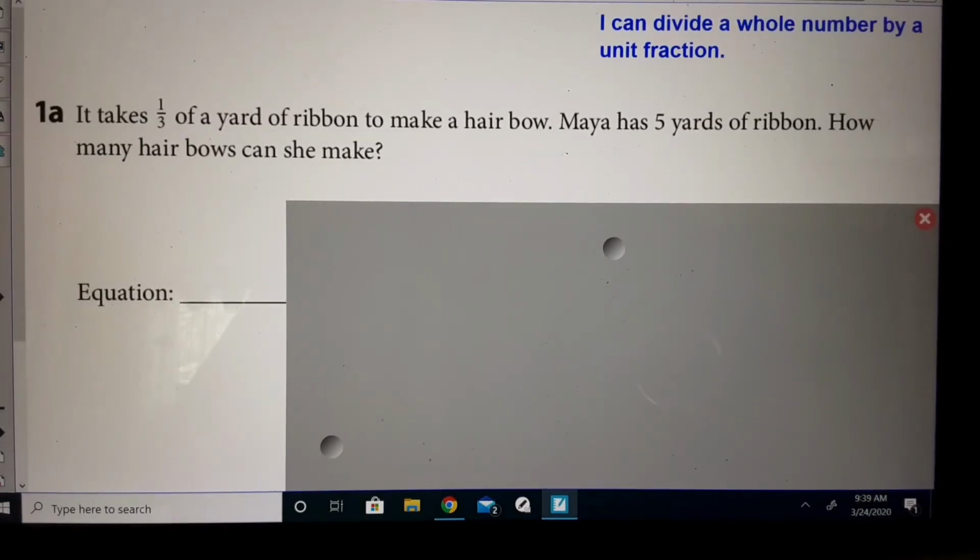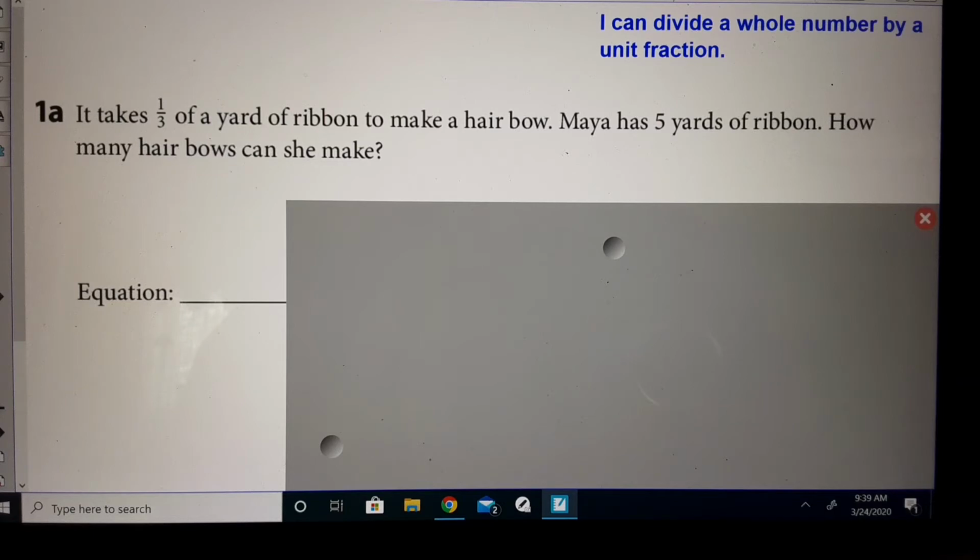Let's take a look at another example. It takes a third of a yard, not a whole yard, but one piece of a yard, a third of a yard, to make a hair bow. Maya has 5 yards of ribbon. She has 5 whole yards. How many hair bows can she make?